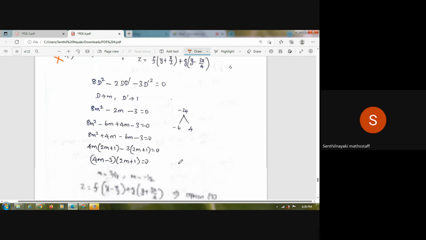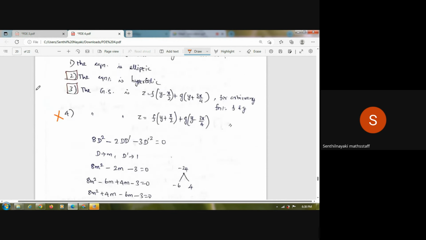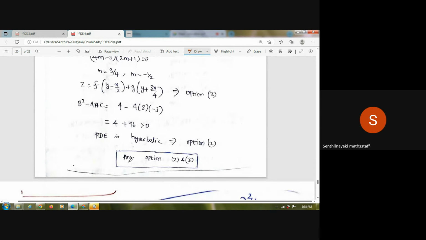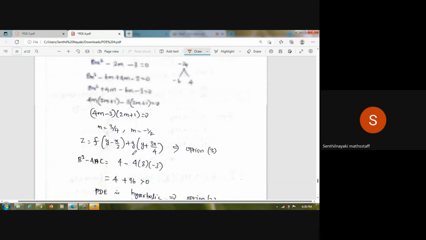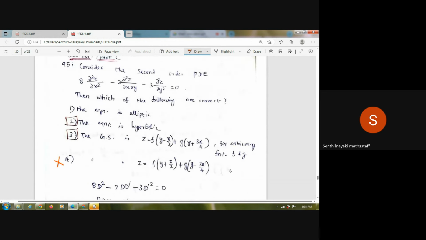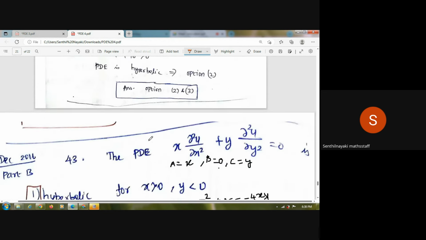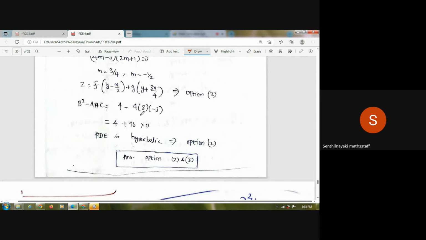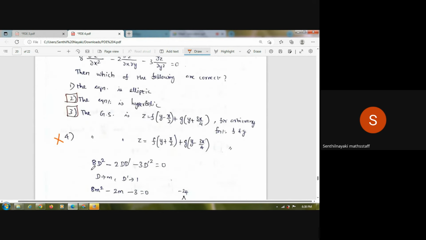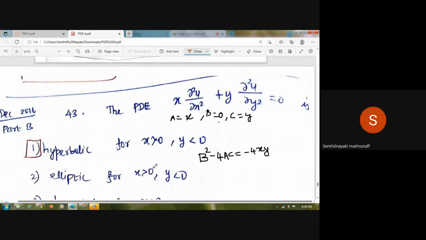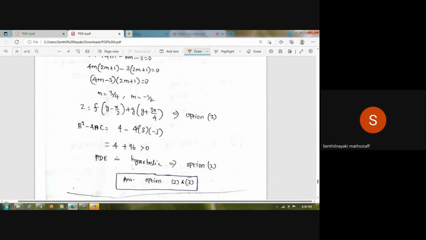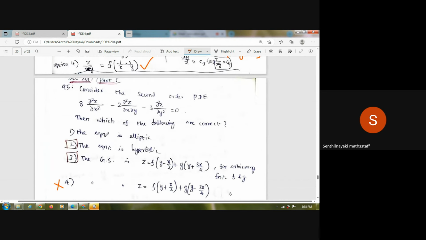So, y minus x by 2, y plus 3x by 4, this option is correct. Next, classification. b squared: the b value is minus 2, and minus 2 whole squared is 4. Minus 4ac, where the a value is 8 and the c value is minus 3. Therefore, 4 plus 4 times 8 times 3, we have 96. So this is a greater value, a positive value. Therefore, the given PDE is hyperbolic. So, the given PDE is elliptic is a wrong answer.